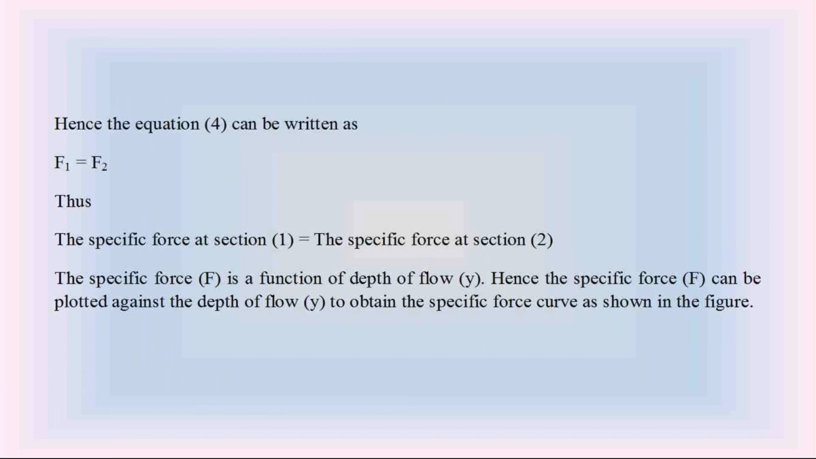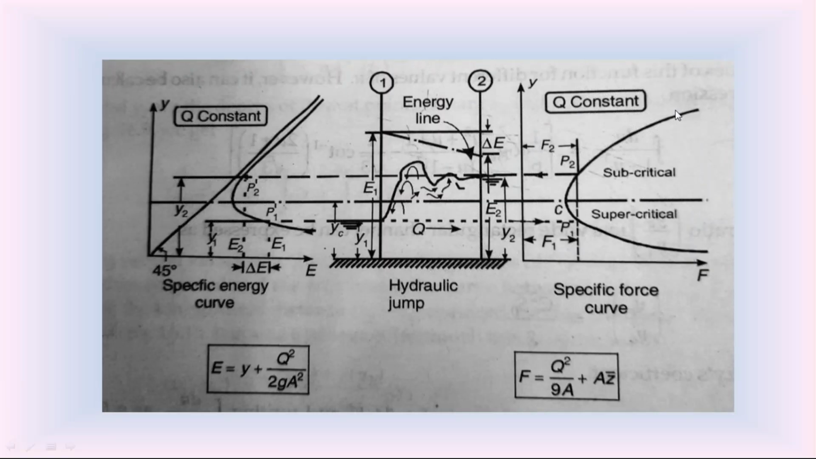Check this graph. This is the graph obtained from equation 5. Specific force F is equal to q square by gA plus A z bar. From that equation 5, we obtained this graph. In this graph, the depth of water flow in the hydraulic jump is taken on the y-axis. The specific force of water flow in the hydraulic jump is taken on the x-axis. So this is from equation 5.